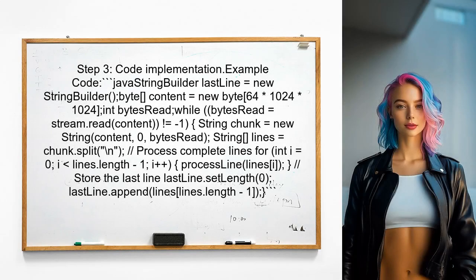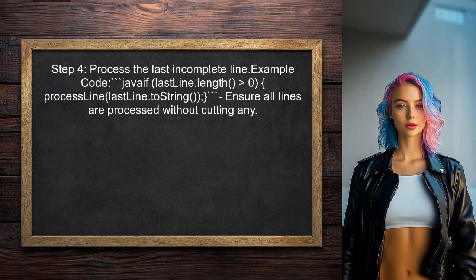Now let's look at the code implementation. The user can modify their existing code to include logic for handling the last line. This involves checking if the last character of the chunk is a new line character. Finally, after reading the last chunk, the user should check if there is any remaining incomplete line stored in the variable. If so, they can process it accordingly.